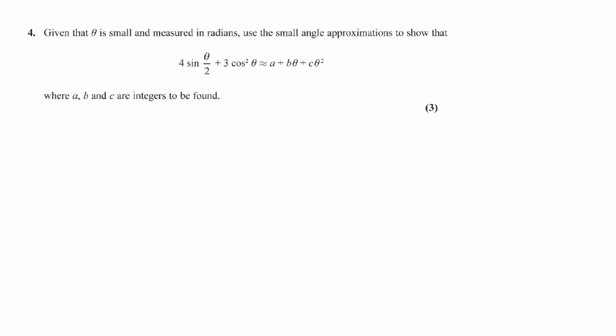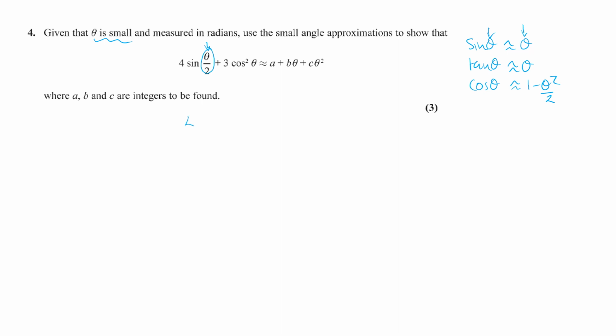So in this next question, we're going to use our small angle approximations. We're told theta is small. So when theta is small, sine theta is approximately equal to theta, tan theta is approximately equal to theta, and cos theta is approximately equal to 1 minus theta squared over 2. So when the angle is small, it's just the angle. So we've got here that theta is small, sine of theta over 2 is just going to be the whole of that angle, theta over 2.